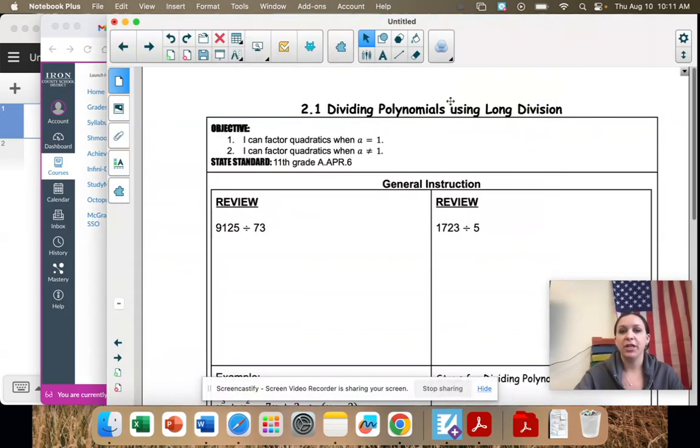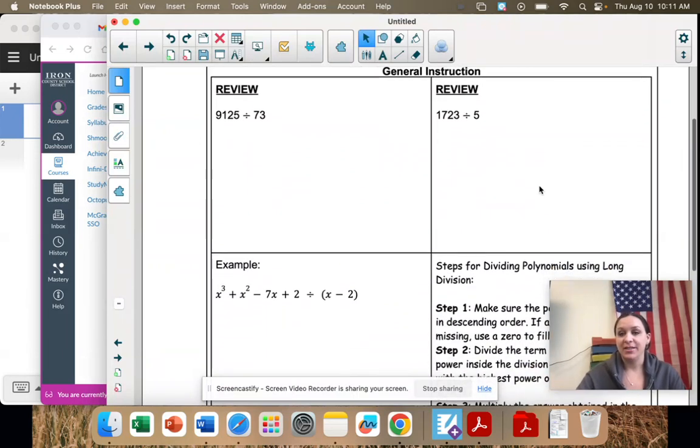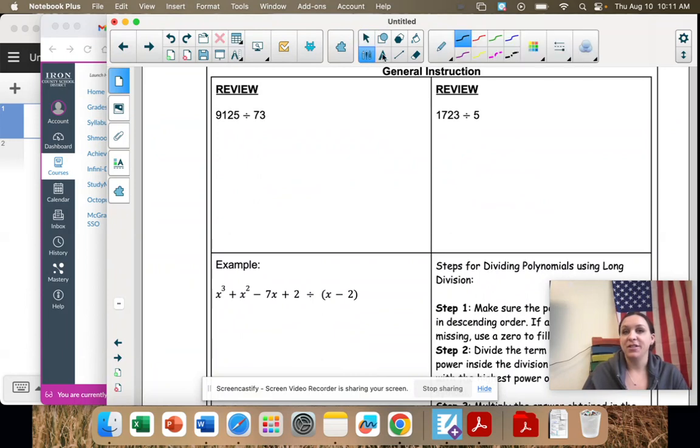All right, so we're looking at 2.1 and it's long division. So we learn about this in elementary school and we're going to review long division just with regular numbers and then we're going into polynomial long division. So when we divide by something with long division, what we're dividing by, 73, goes on the outside of our long division bar, and then 9125.